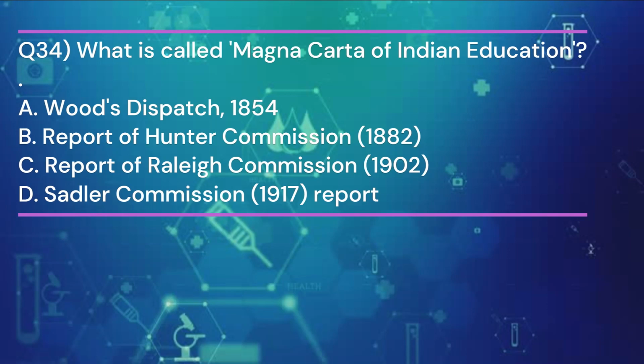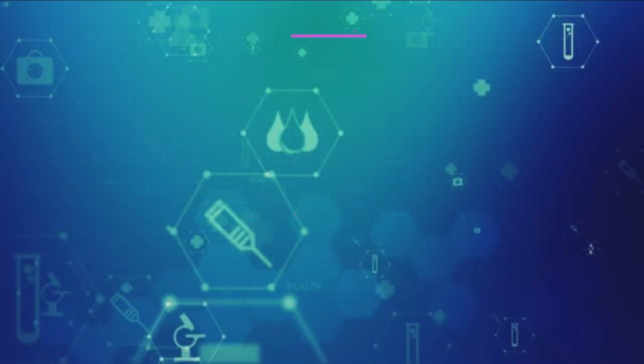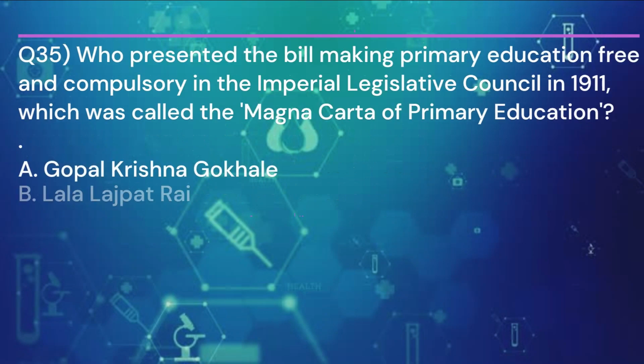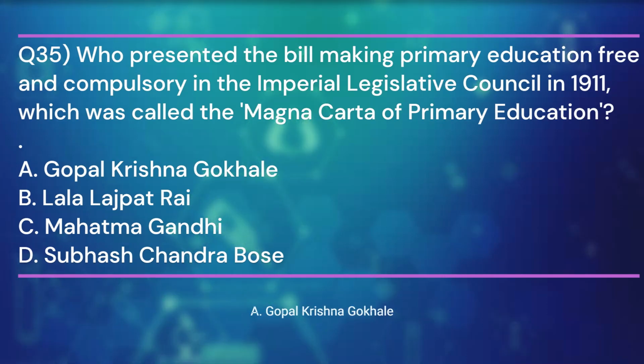Question 34. What is called Magna Carta of Indian education? And the answer is A. Wood's Dispatch, 1854. Question 35. Who presented the bill making primary education free and compulsory in the Imperial Legislative Council in 1911, which was called the Magna Carta of Primary Education? And the answer is A. Gopal Krishna Gokhale.